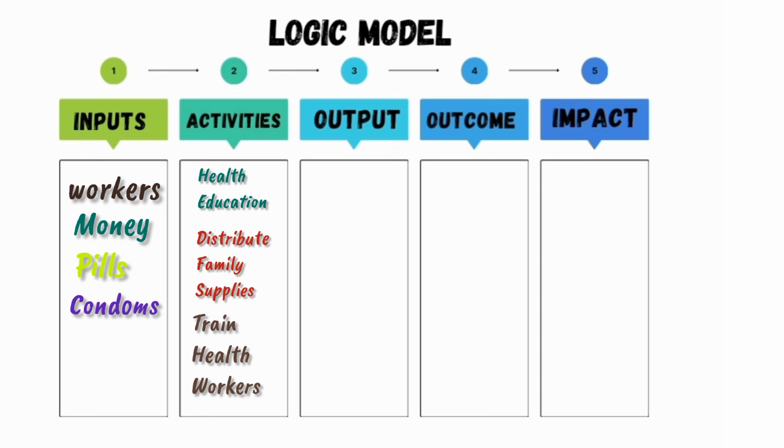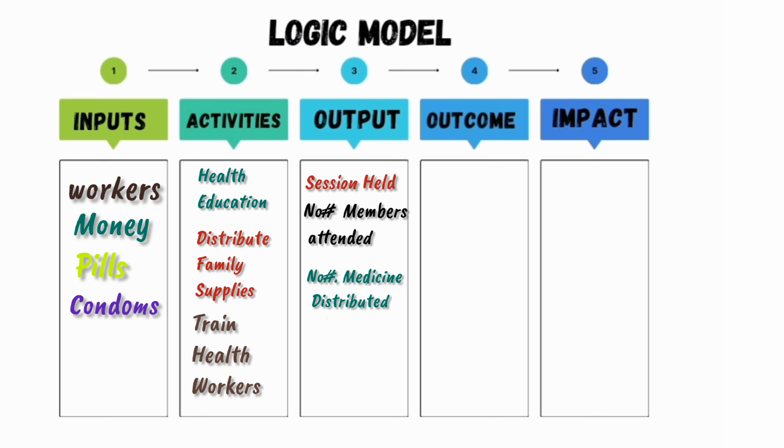Outputs. What can we count? So we will count the numbers of education sessions held, the number of community members who attended, the number of family planning suppliers distributed, and the number of health workers trained.